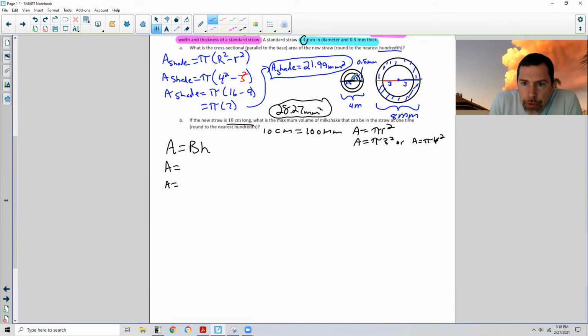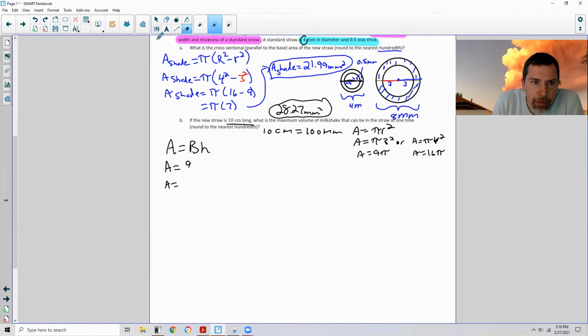Okay, so if you were thinking of this as being 4 millimeters in diameter from outside to outside, then the inside diameter would be 3. The area of that circle would be 9 pi. This one would be area equals 16 pi. So those are the two different ones I'm going to do. So the base area would be 9 pi.